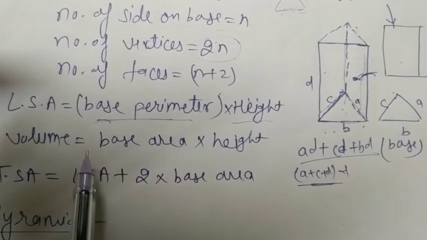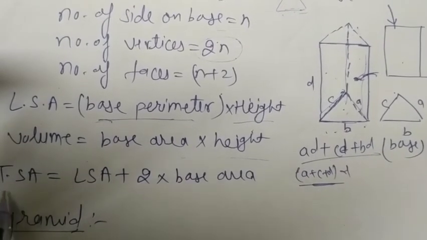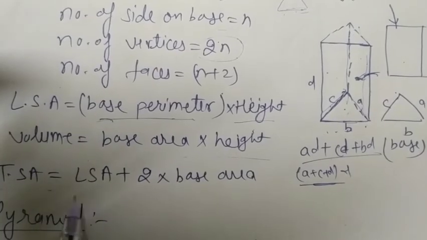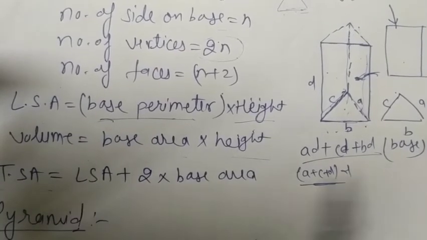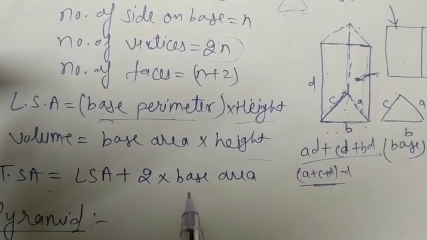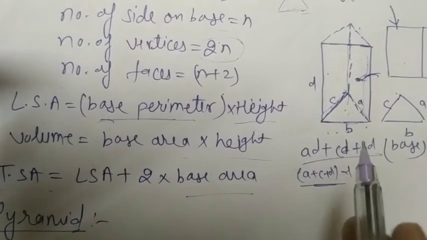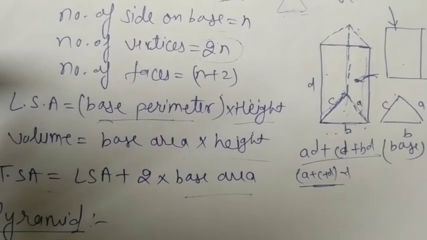Volume, always remember the volume will be equal to base area into height. Total surface area. The total surface area will be the lateral surface area plus the base and top area. Since the area of base and top will be the same, it is 2 times the base area.